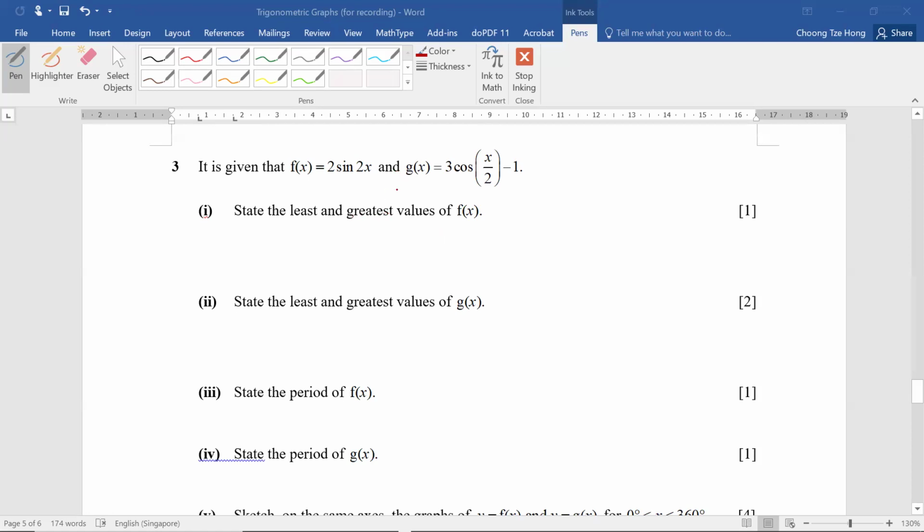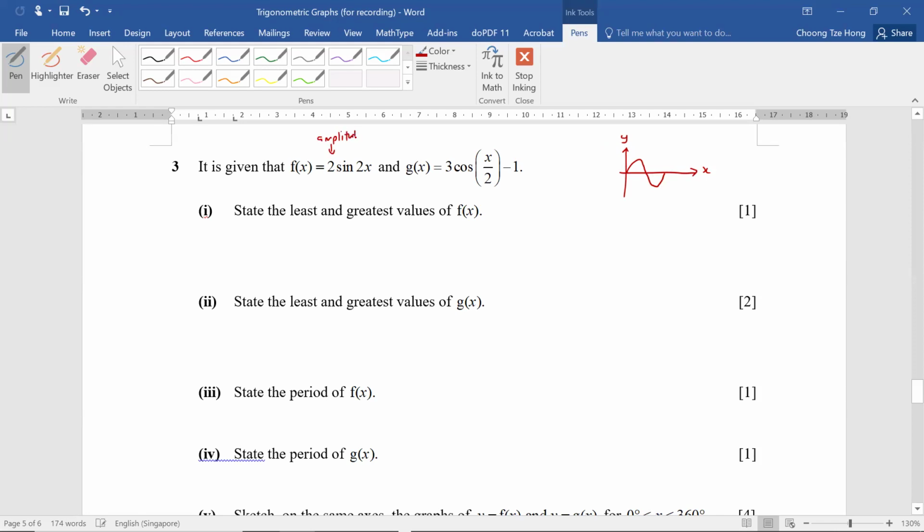The first thing that we usually look at is the vertical shift, or where is the center point of the graph. If you look at f(x), there's no number that is added or subtracted behind. It means that the vertical shift is 0, which means that the center point of the graph will be on the x-axis. So for this 2 sin 2x, the center point will be on the x-axis, which means that later on when you draw the sine graph, it's going to center around the x-axis.